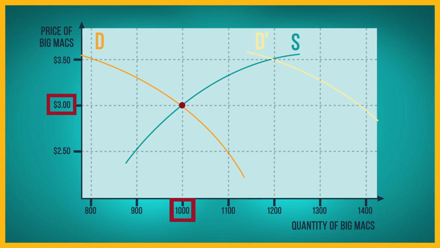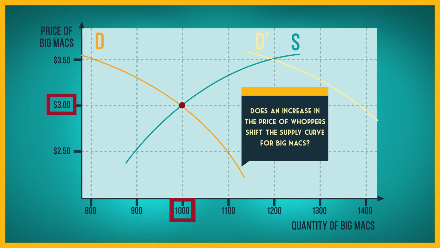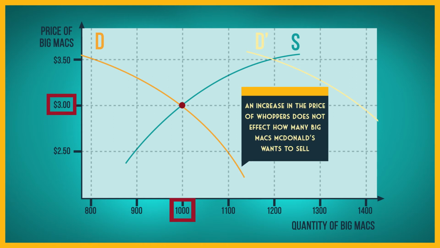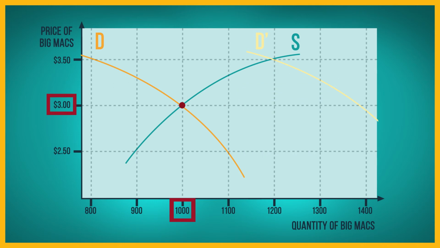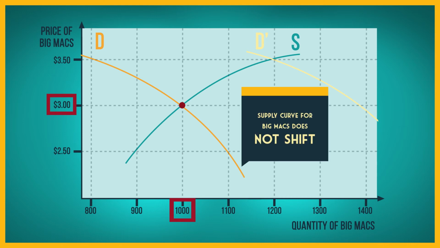Step 5. We identify whether or not the increase in the price of Whoppers shifts the supply curve. Since the increase in the price of Whoppers does not affect how many Big Macs McDonald's wants to sell when the price of Big Macs is $3, the supply curve does not shift. The number of Big Macs the firm can sell when price is $3 has increased, but the number that maximizes profit has not changed because nothing has made the cost of production change. Since an increase in the price of Whoppers does not affect the supply of Big Macs, the supply curve for Big Macs does not shift.